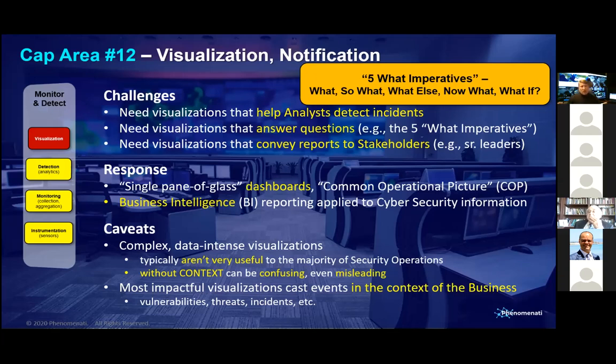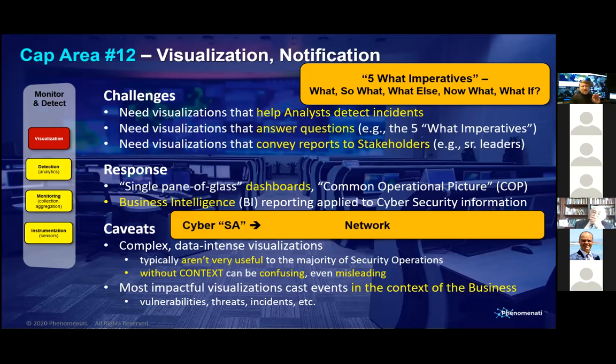What am I going to do about it? What are my options? And then what if? What if I decided to take the option of unplugging the network? What's that going to do, not to the adversary first and foremost, but to my business? Am I going to cause a lights out situation because I take the big hammer to the adversary?